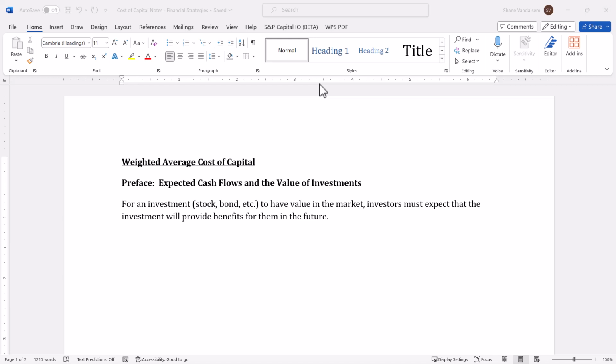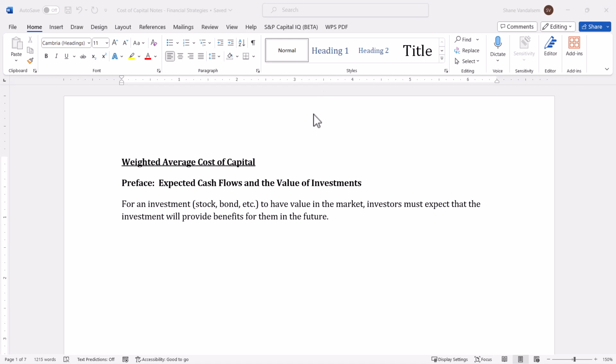We calculate the weighted average cost of capital because the money that a company gets comes from investors. And in order to justify using that money, they have to provide a return to those investors, or an expected return, in order to compensate them for giving up their money to the company for investment.